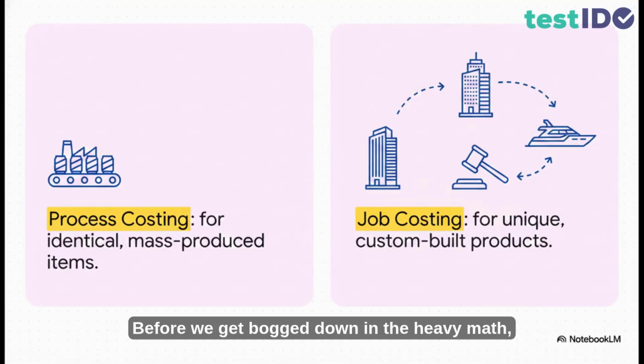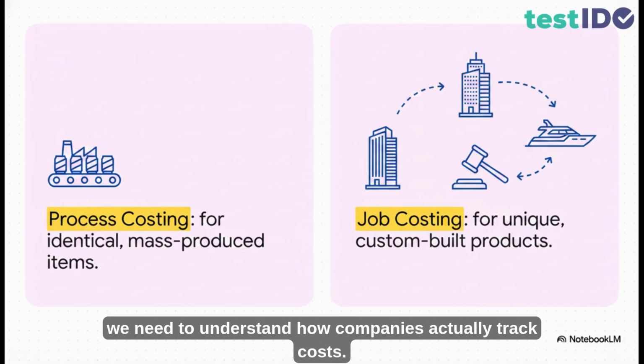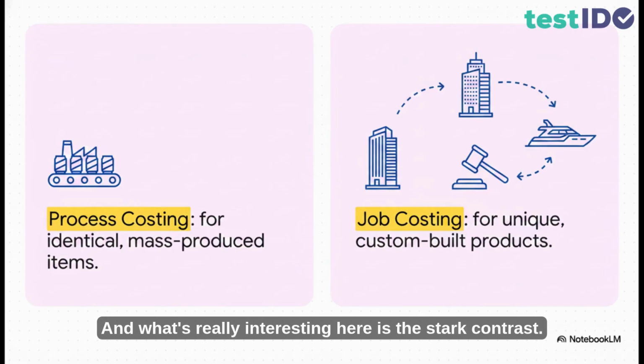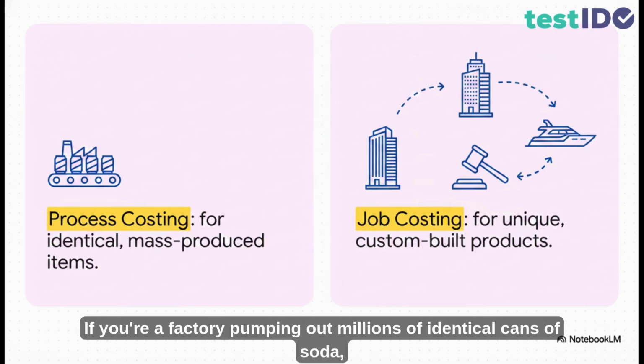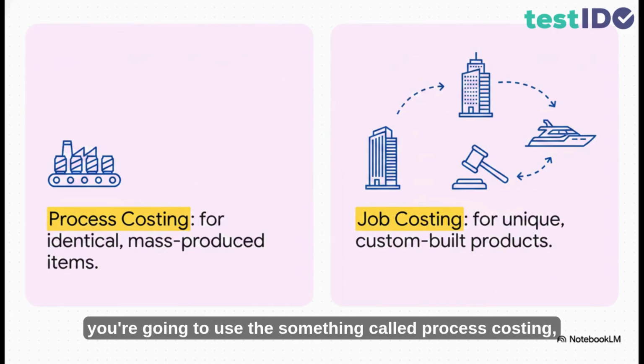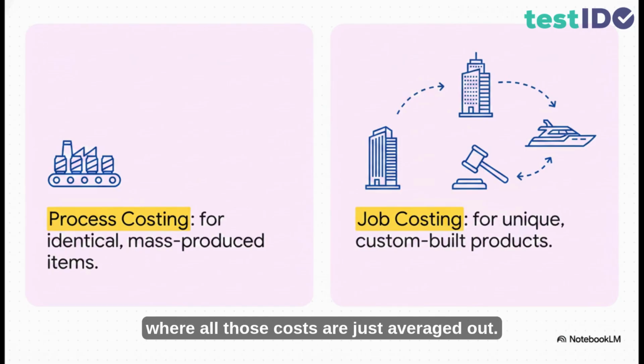Before we get bogged down in the heavy math, we need to understand how companies actually track costs. And what's really interesting here is the stark contrast. If you're a factory pumping out millions of identical cans of soda, you're going to use something called process costing, where all those costs are just averaged out. But we aren't talking about soda cans today.